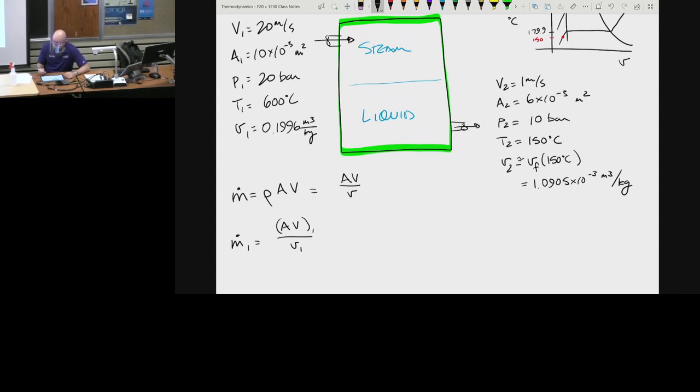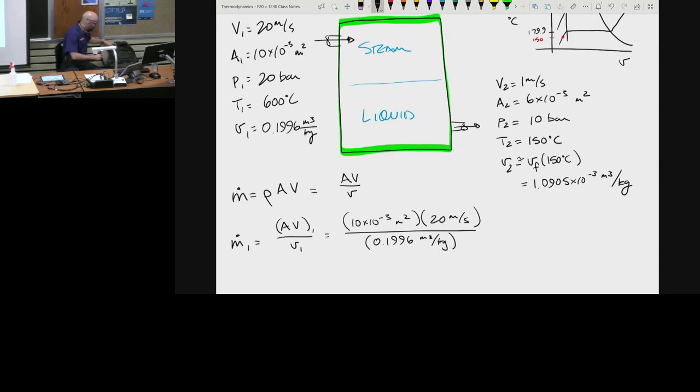I've seen it happen. Okay, so our area here is going to be 10 times 10 to the minus third meters squared, our velocity is going to be 20 meters per second, and our specific volume is going to be 0.1996 meters cubed per kilogram. And we're looking for units of kilograms per second, sorry. Meters cubed just cancel off, and we have kilograms per second that we're going to be dealing with. And so now we know we can do our calculation. We can never do our calculation to a final answer until we're sure that we have the right units.